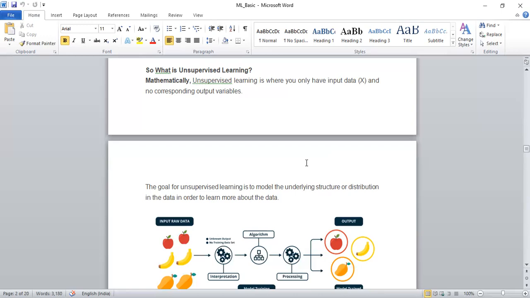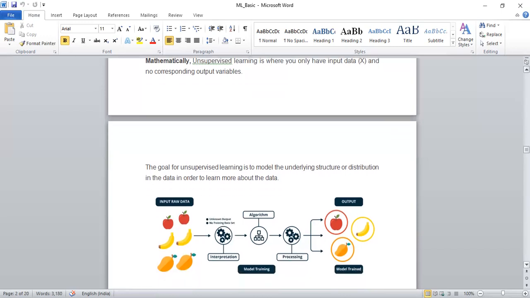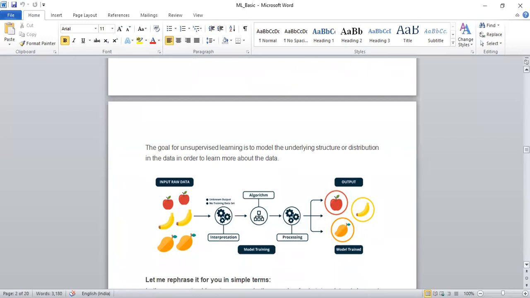Look, unsupervised learning is where you only have input data and no corresponding output variables. The goal for unsupervised learning is to model the underlying structure or distribution in the data in order to learn more about the data. That is, hidden patterns, underlying patterns need to be discovered here. You don't know why, so you cannot predict why.